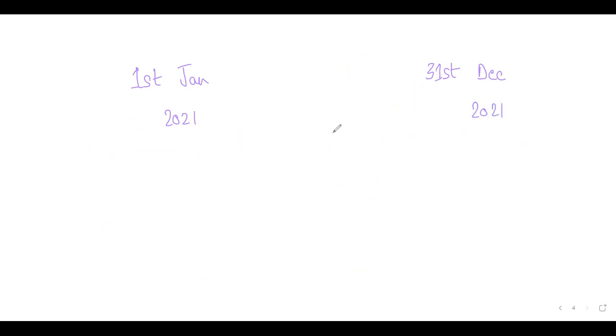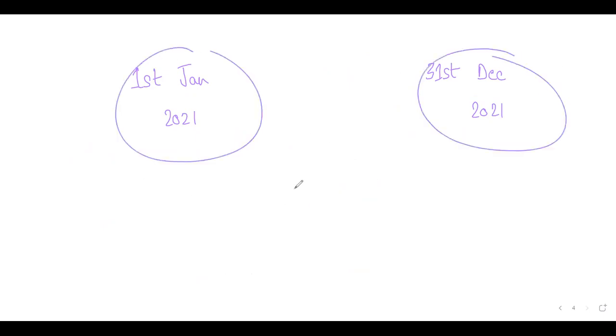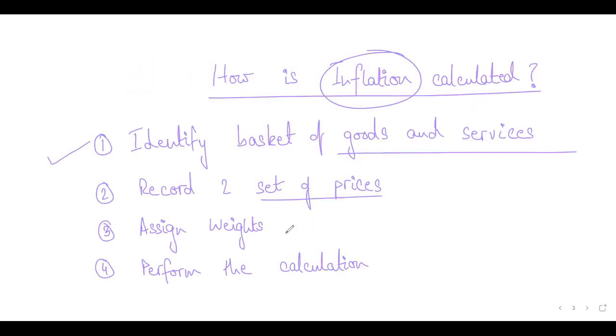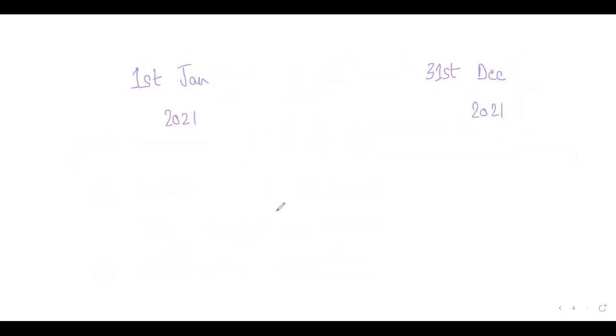But it's not always the case that you calculate inflation for a year. You can calculate it for 3 months, you can calculate it for 6 months. Depending upon that, you will have your starting date and your ending date, or your starting price and your ending price, right? Okay. Now, assigning weights was pretty simple and easy, right?